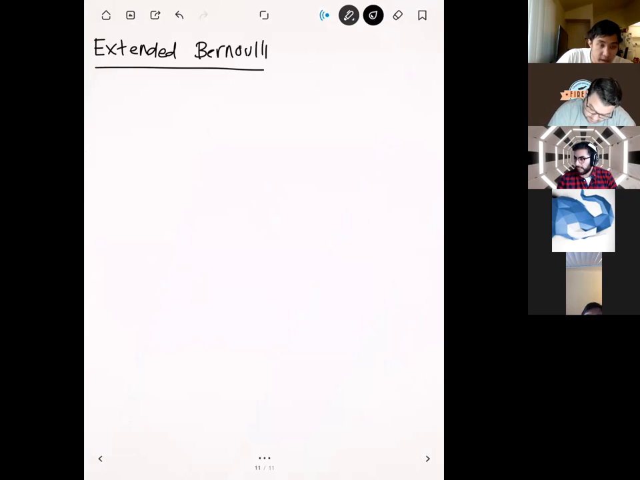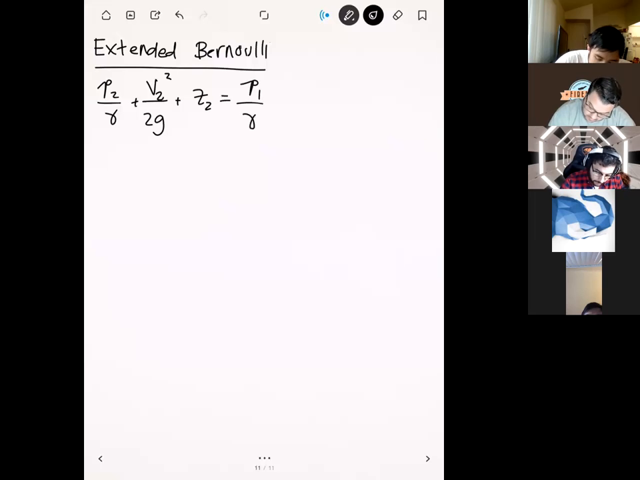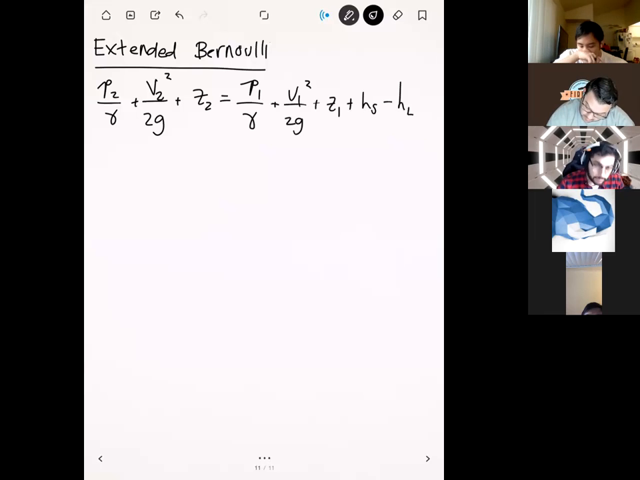Okay. And so we have P2 over gamma plus V2 squared all over 2G plus Z2 is equal to the same quantities at the inlet. So P1 over gamma plus V1 squared divided by 2G plus Z1 plus HS minus HL. Okay. And so just like before, let's start with canceling out some terms.